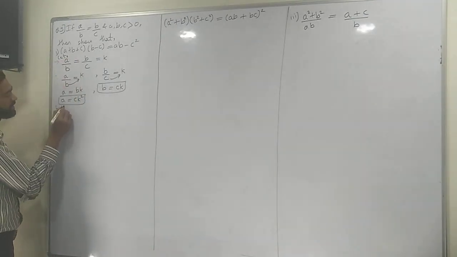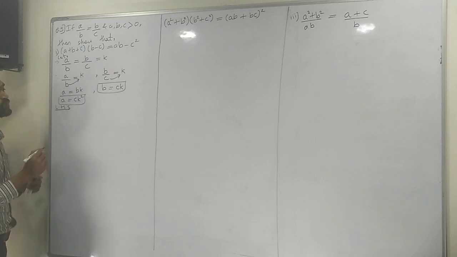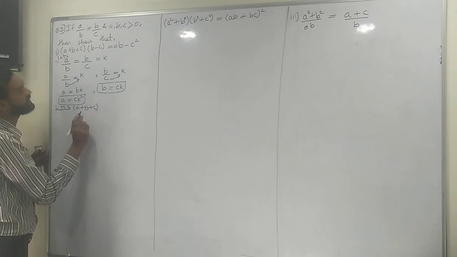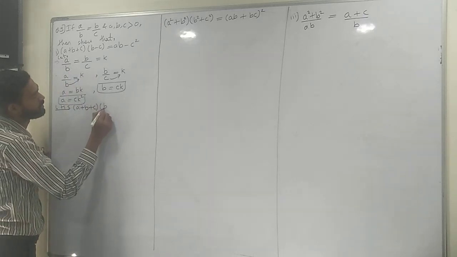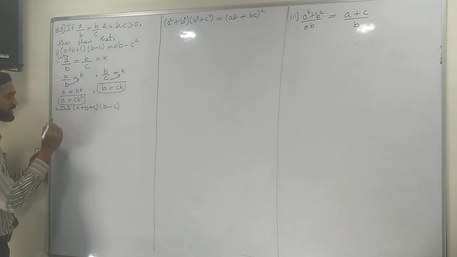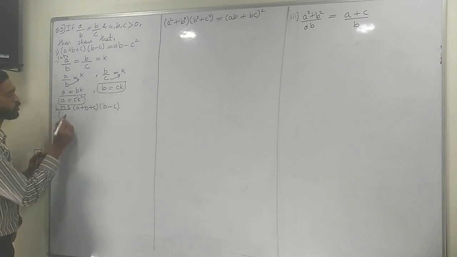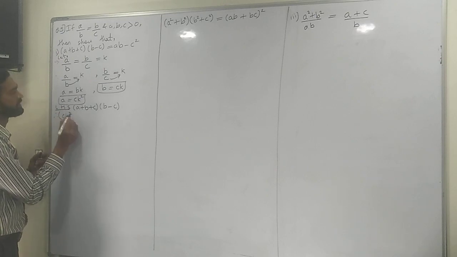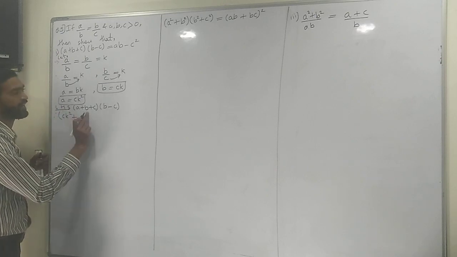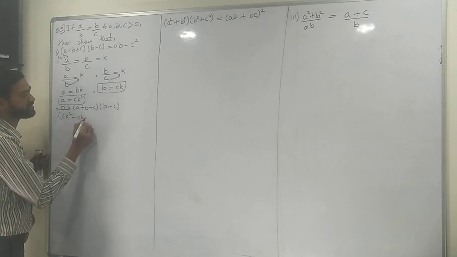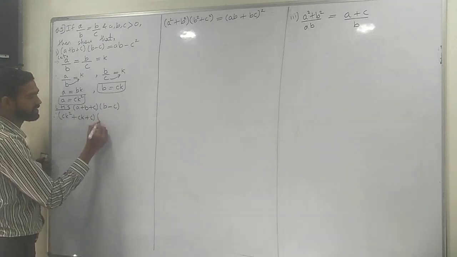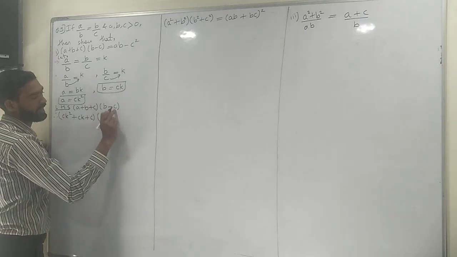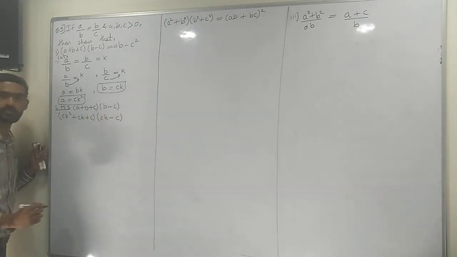So I'll take left hand side first. What is my left hand side? A plus B plus C into B minus C. This is my left hand side. Do I know the value of A? Yes. A is CK square, plus what is the value of B? B is CK, plus C as it is.